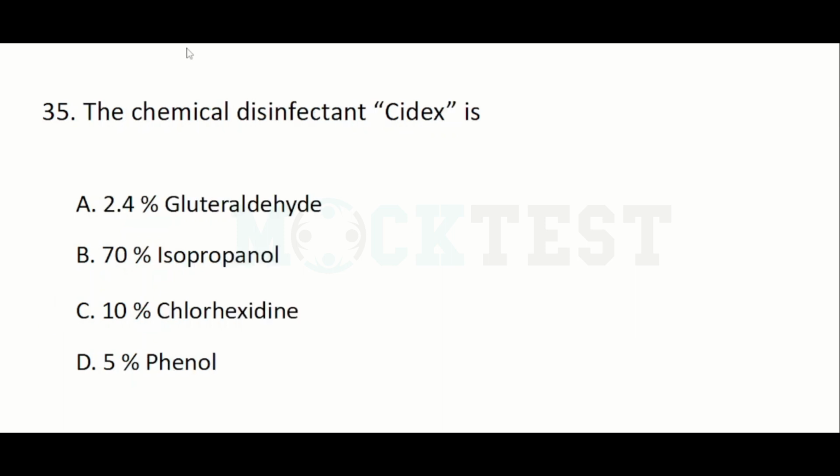Next, the chemical disinfectant Cidex is option A 2.4% glutaraldehyde, option B 70% isopropanol, option C 10% chlorhexidine, option D 5% phenol. The chemical disinfectant Cidex is option A, 2.4% glutaraldehyde.